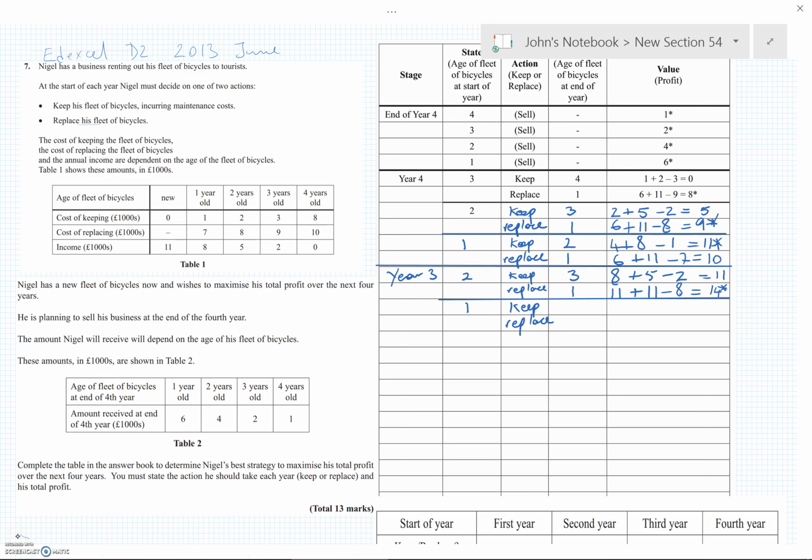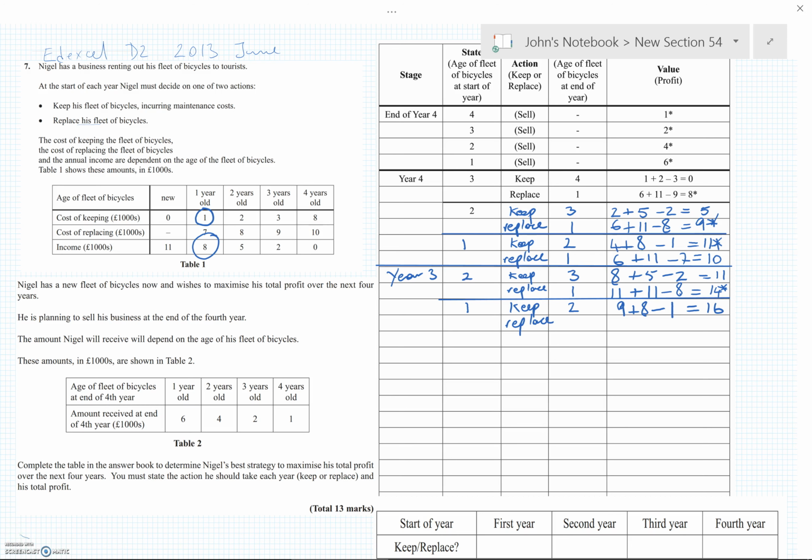So moving on to the next state, that we had 1-year-old bicycles at the beginning of year 3. If we keep them, they obviously become 2-year-old bicycles. We then pull down the optimum from the 2, which is our 9, and pull that down from before, put 9 in. Now if they're 1-year-old bicycles that we haven't replaced, they will generate an income of 8, and there will be a keeping cost for those of 1. So that's 9 plus 8, take away 1, which is 16.